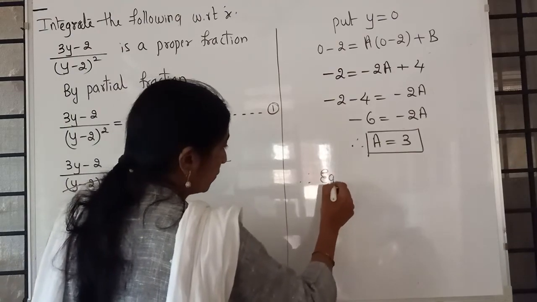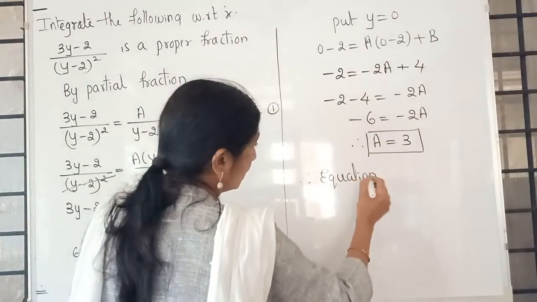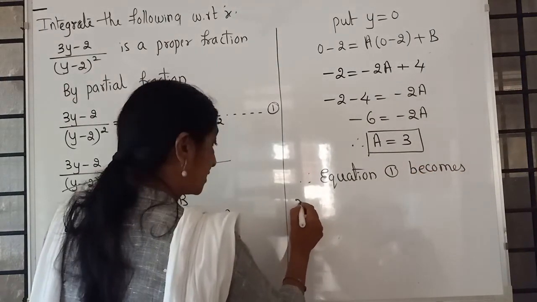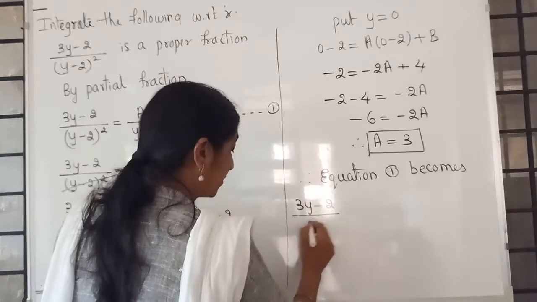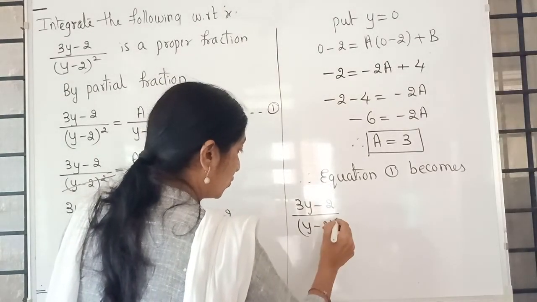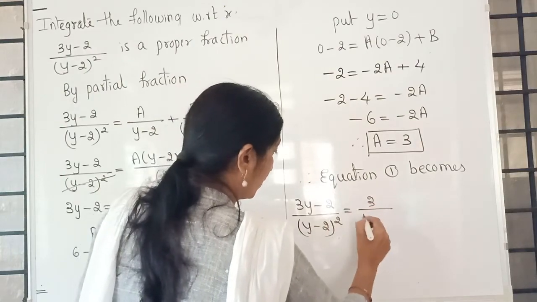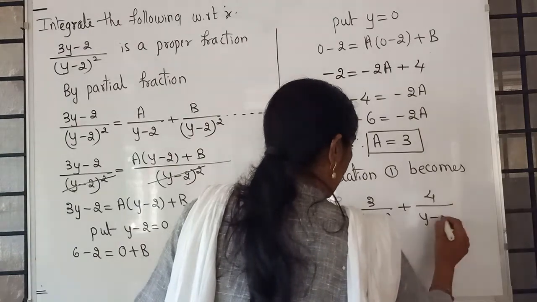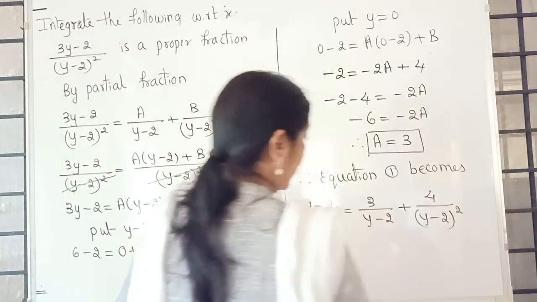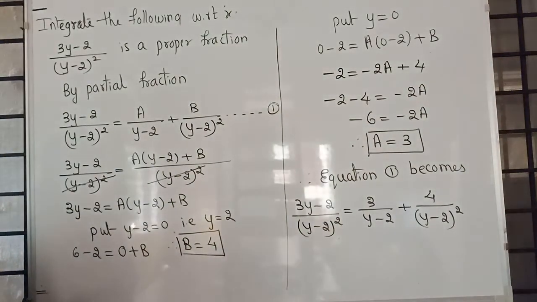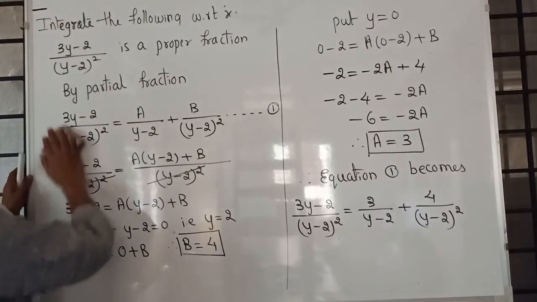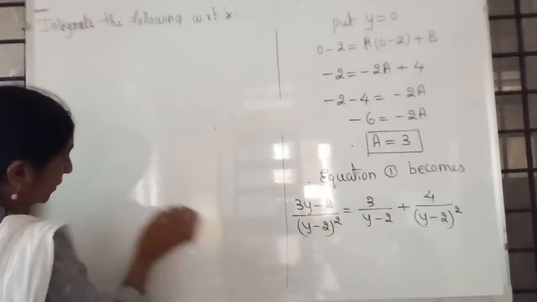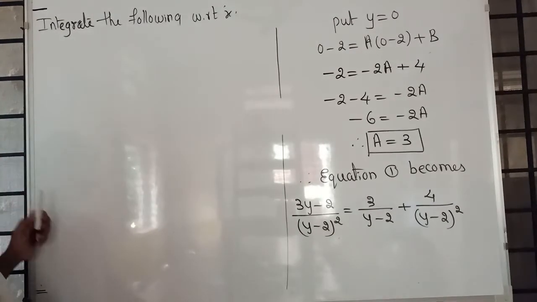Therefore, equation 1 becomes 3y minus 2 divided by y minus 2 whole square is equal to 3 upon y minus 2 and b is 4, 4 upon y minus 2 whole square. Now integrate both the sides with respect to y. Why y? Because the expressions are in the form of y. And we did the substitution. After integration, write down that y value.